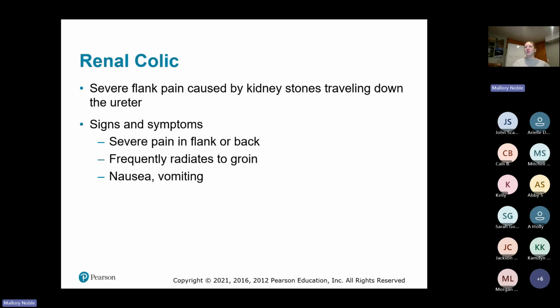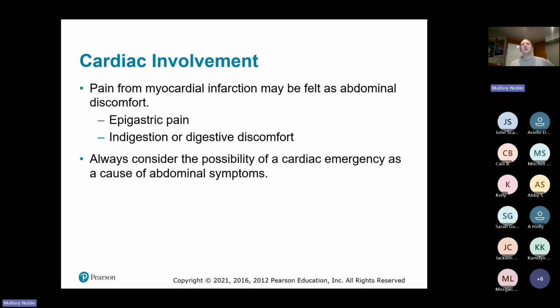Renal colic. So this is severe, words are hard, severe flank pain caused by kidney stones traveling down the ureters. Signs and symptoms of this would be severe back pain or pain in the groin, nausea, vomiting. History of kidney stones would be another one. Again, not a whole lot we do for these patients.